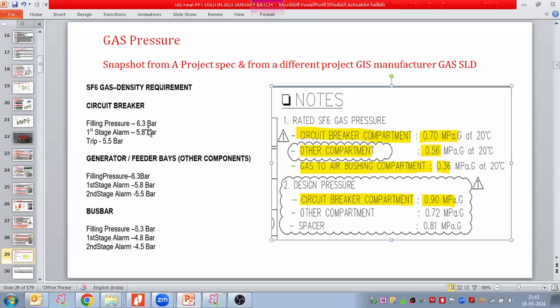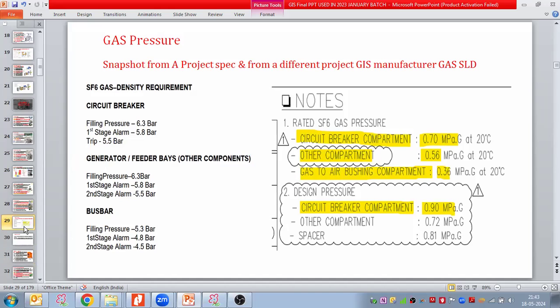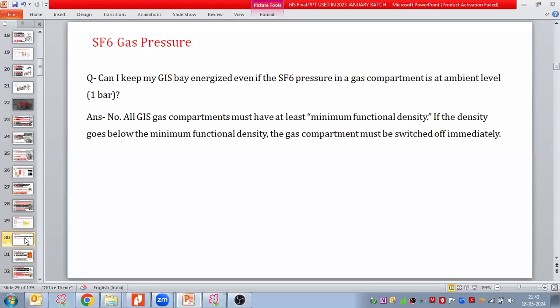This and this are not matching because this is a different specification and this is a different SLD drawing. I'm just taking it as a reference to tell that the SLD and the gas pressure need to be furnished by the GIS supplier. So the breaker compartment 0.7, this unit is in MPa and this unit is in bar. Other compartment 0.56, gas-to-air bushing is 0.36, design pressure for the breaker compartment this much. So rated gas pressure and design pressure this much, other compartments this much. This kind of table needs to be provided by the GIS supplier for the gas SLD.